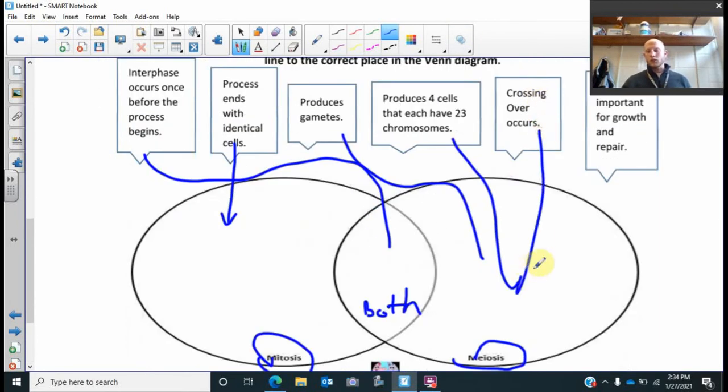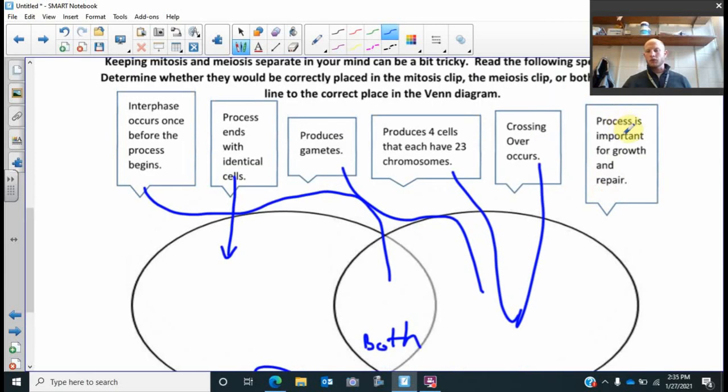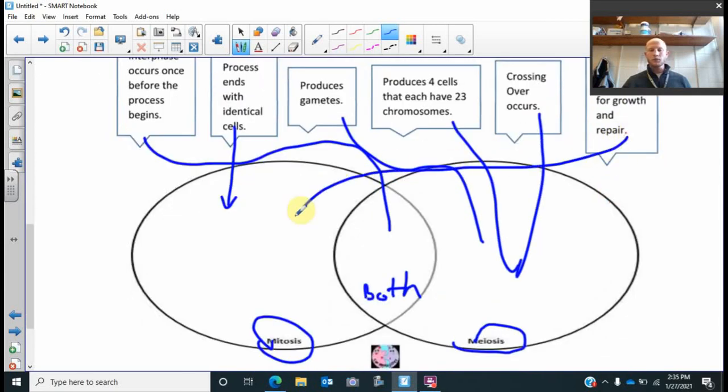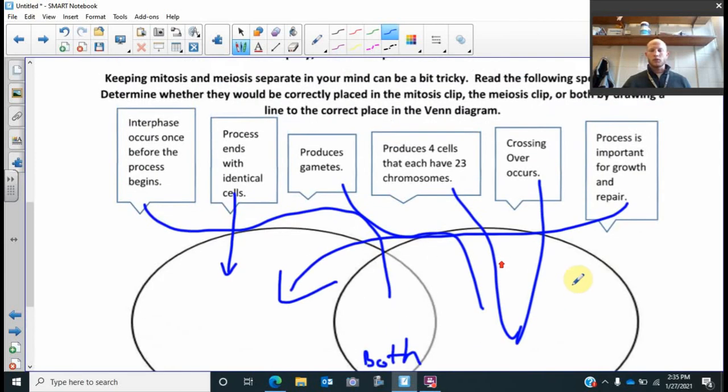Crossing over occurs. Yep, we just talked about him. Important for growth and repair. Boom, right here. Growth and repair.